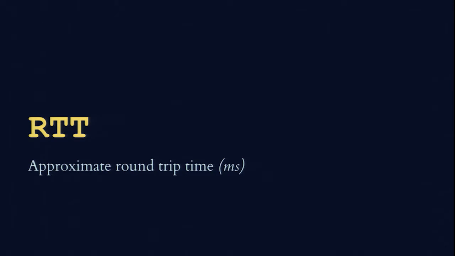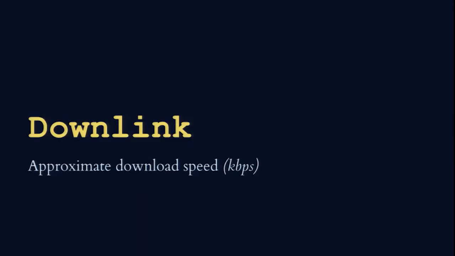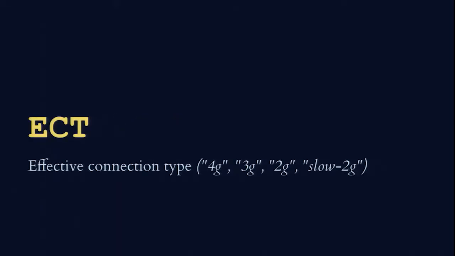What Client Hints do is they help developers to understand the characteristics of both a person's device and the network it is connected to. There are lots of client hints, but here are three that I feel are the most useful. The first is RTT, or round trip time, which is the approximate latency of a user's connection in milliseconds. Downlink is the approximate downstream bandwidth in kilobits per second. And the next is ECT, which stands for effective connection type, which is an enumerated string that categorizes the user's connection based on both the RTT and downlink hints.